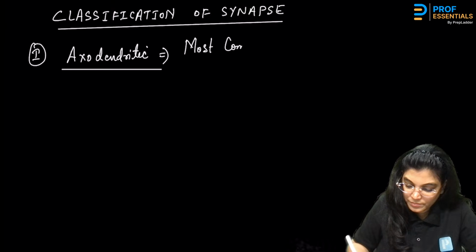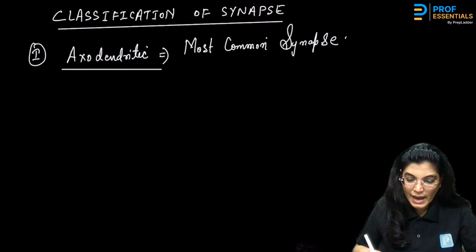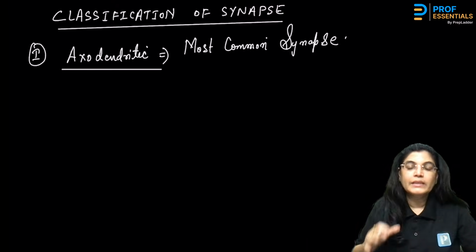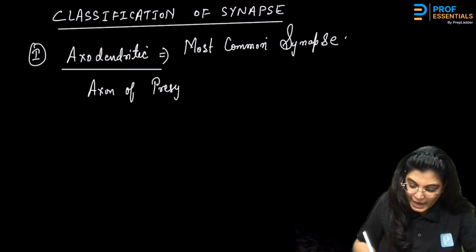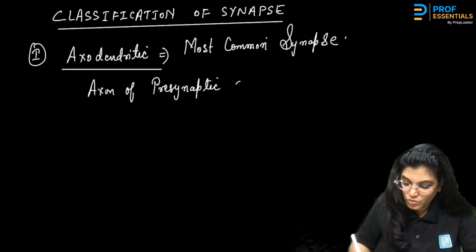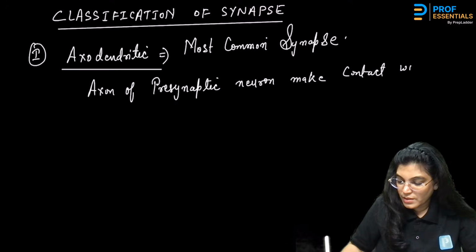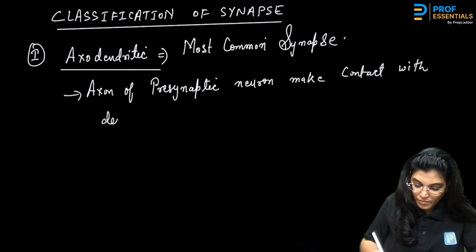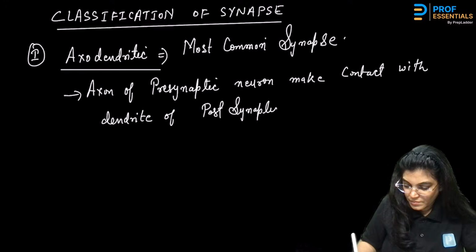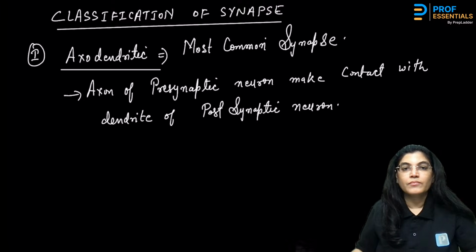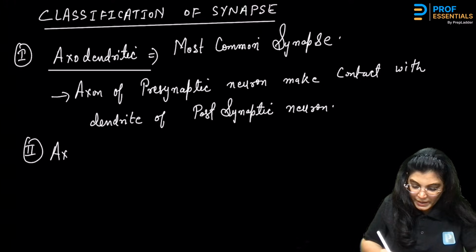It is the most common synapse variety. In this case of exodendritic synapse, the axon of the presynaptic neuron makes contact with the dendrite of the postsynaptic neuron. Done? Okay, done.